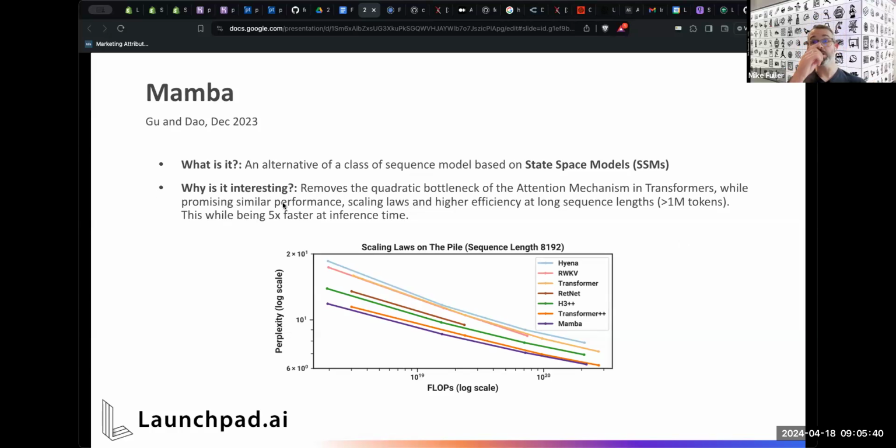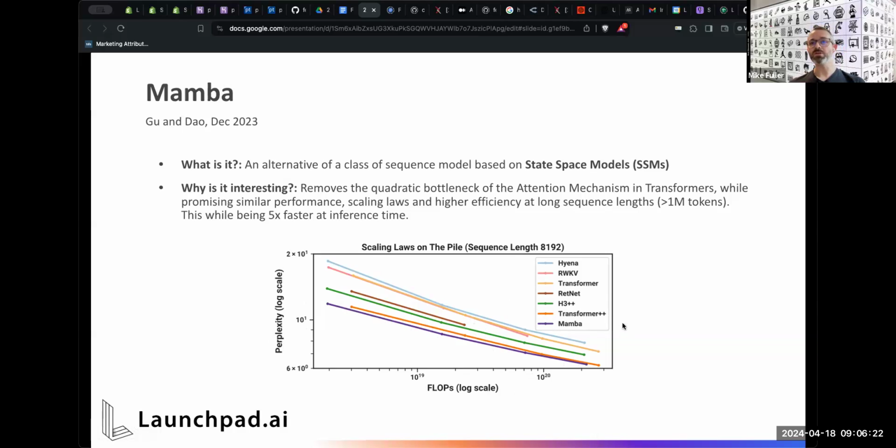Obviously this model, as it says here, is also faster because it doesn't have this issue of quadratic bottleneck. It's up to 5 times faster at inference time. As you can see here, this is the scaling law of the model. Perplexity is the metric that quantifies how well the model predicts the next token in the sample text. It's a measure of how surprised the model is by the text it's seeing. It's a commonly used metric in language models, and also the FLOPs. You can think of this as the size of the model as well, or compute required, which is normally defined by size of model.